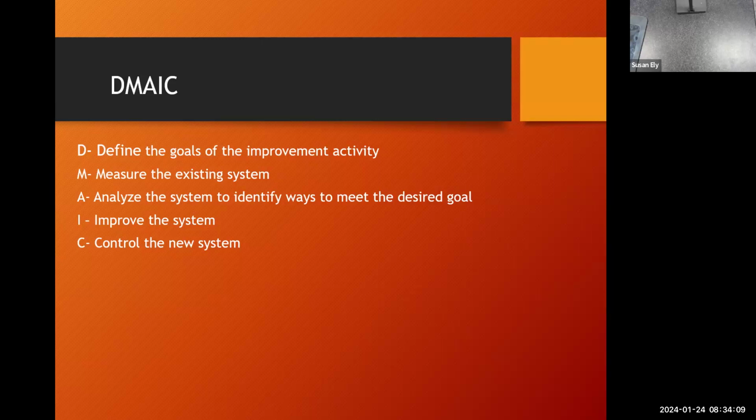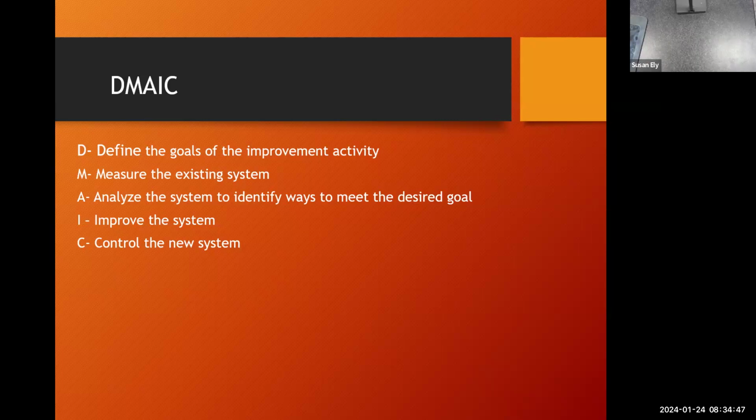DMAIC is made for any process that you have some sort of tangible output, some sort of measurable output. So define the goals of the improvement activity. What are we setting out to do? Measure the existing system. And these are written in the most broad terms. We'll break all of these down over the course of the semester, along with the tools that we use to accomplish these tasks. But the define is really what's your problem. Measure is what's the current state. How are things operating right now?